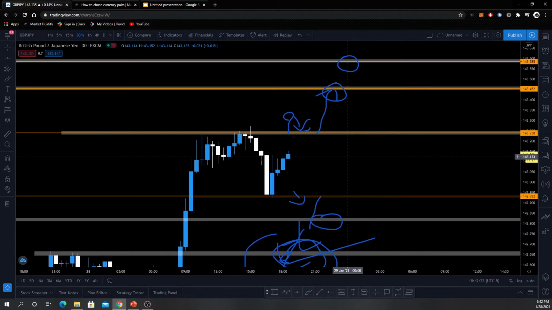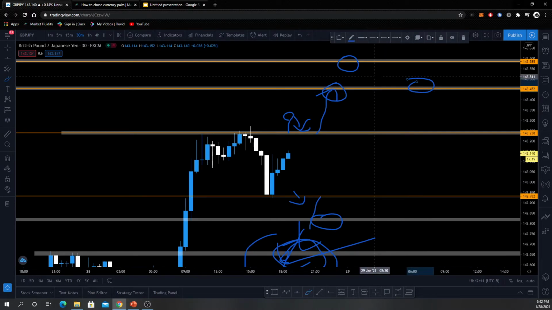And for the buys, like I was saying, these are the two levels we should be looking at: the 143,450, which is here, and then the 143,580, which is right here. I mean 580, excuse me, and those will be the targets we'll be looking at. So that will be it for this analysis.